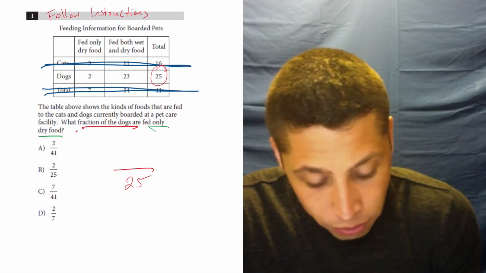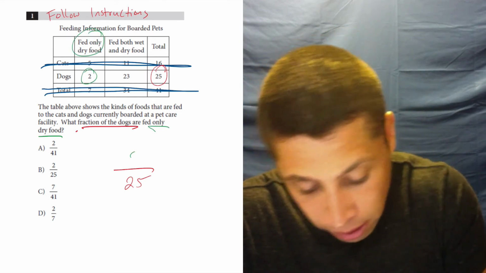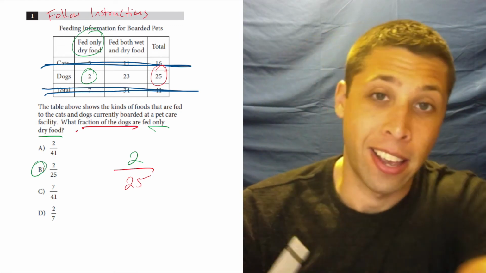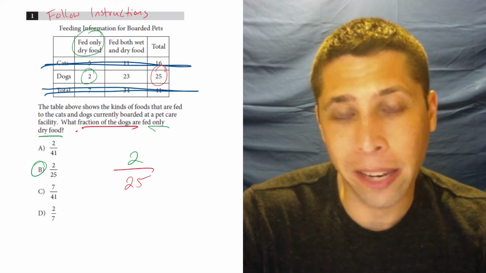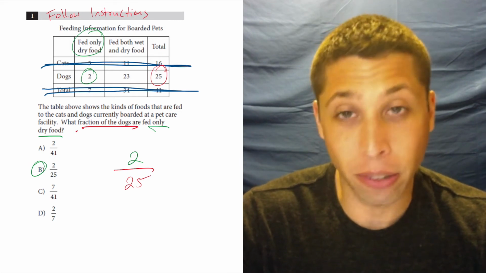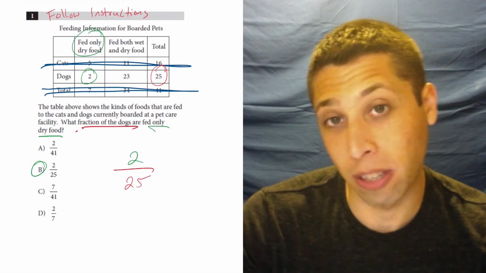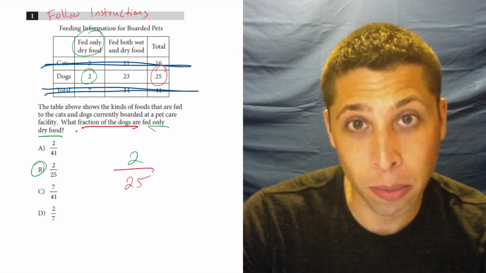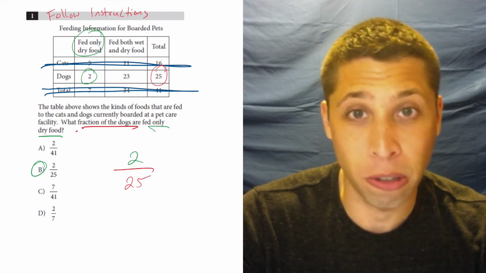They're only fed dry food. So the only fed dry food is right here, and that is 2 out of 25, and that is the answer. This doesn't take long, right? We're not actually doing any math, to be honest here. We're literally just reading the chart. There's no calculations of any kind. We don't need to simplify the fraction. We don't need to turn it into a decimal. It's just done. And that's because this is the first question in the section. It's supposed to be the easiest.